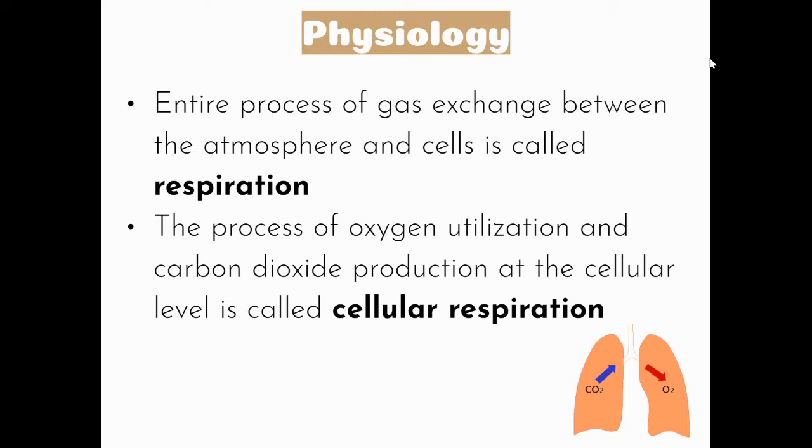The process of oxygen utilization and carbon dioxide production at the cellular level is called cellular respiration. Respiration is the act of breathing: inhalation, exhalation, the bringing in of air and moving out of air. And what happens in that process is cellular respiration, as the cells begin to breathe on their own, moving CO2 and O2 in and out to survive.